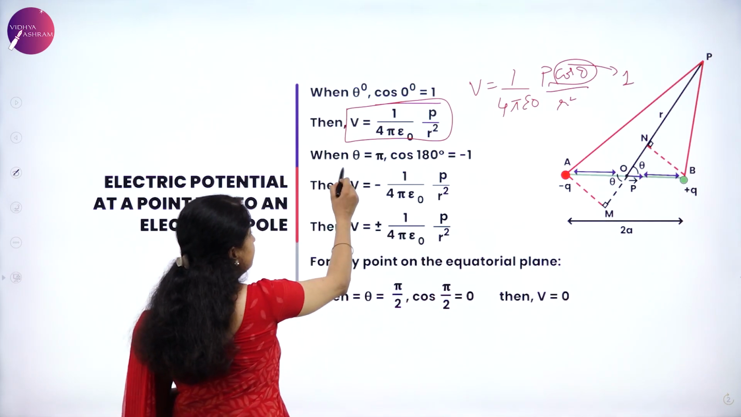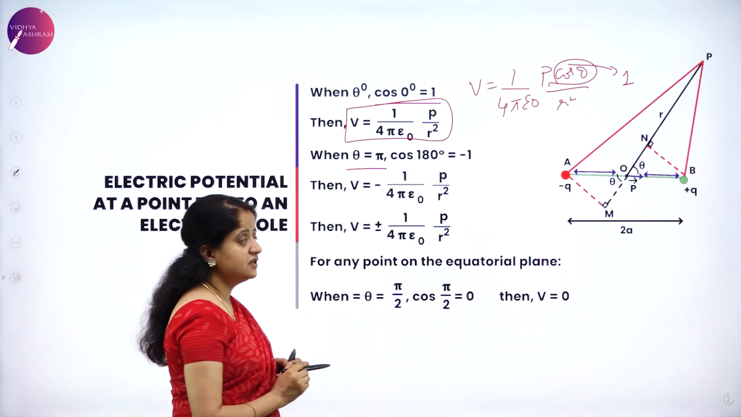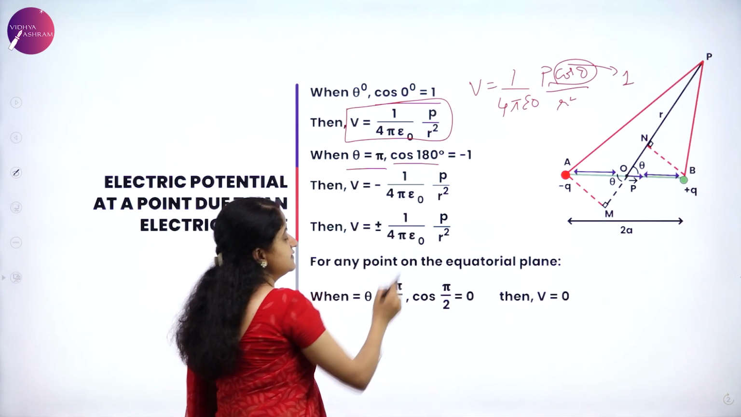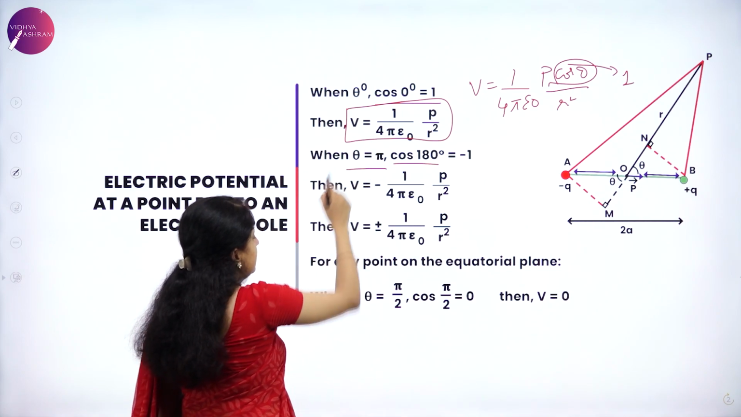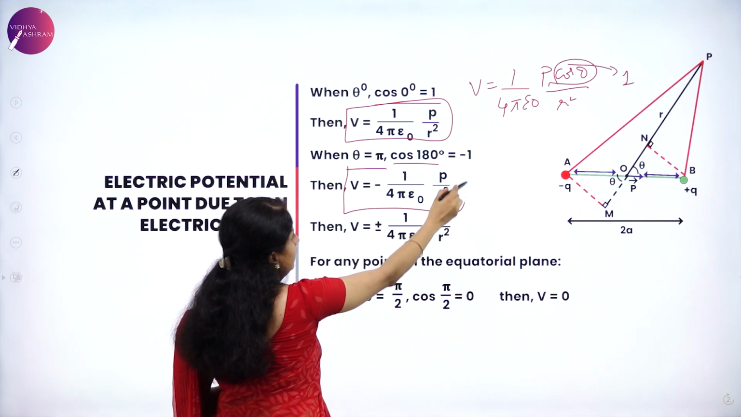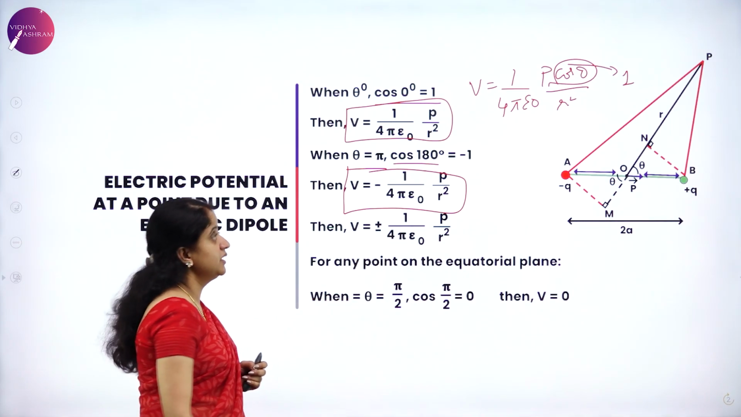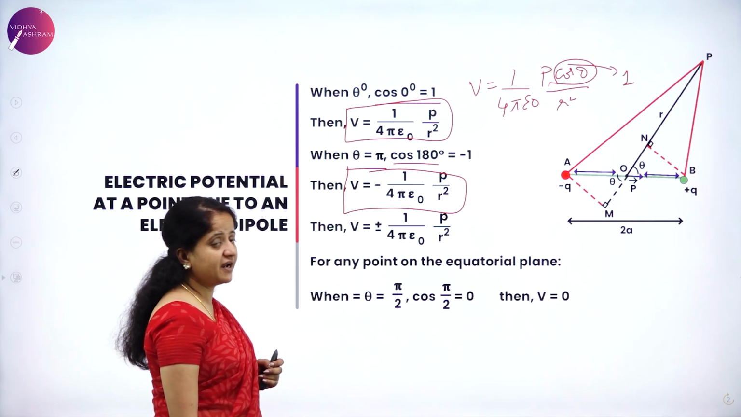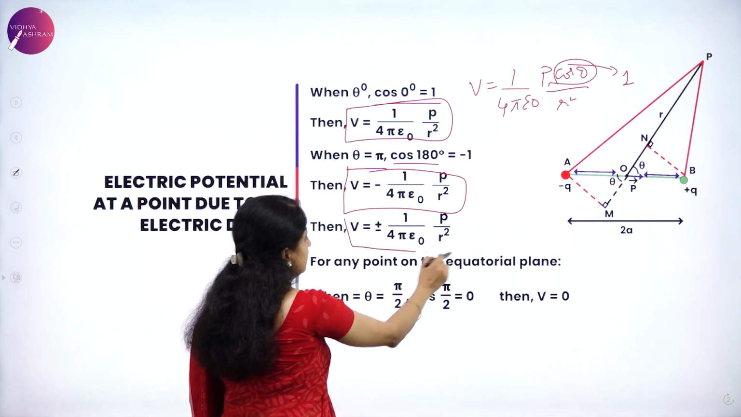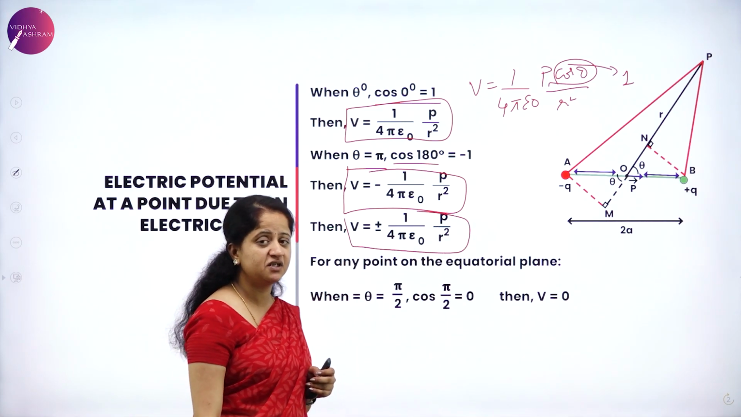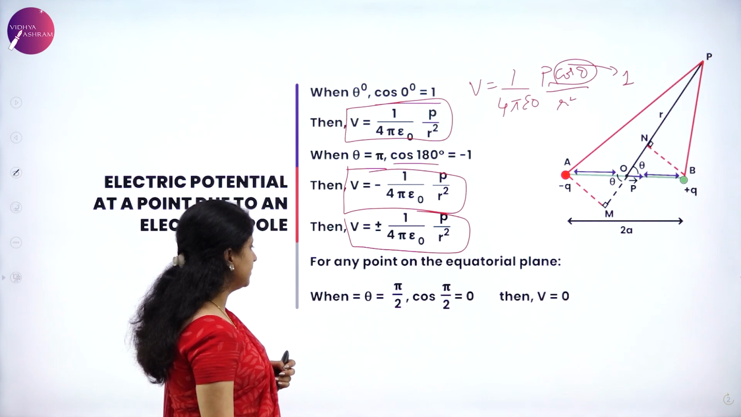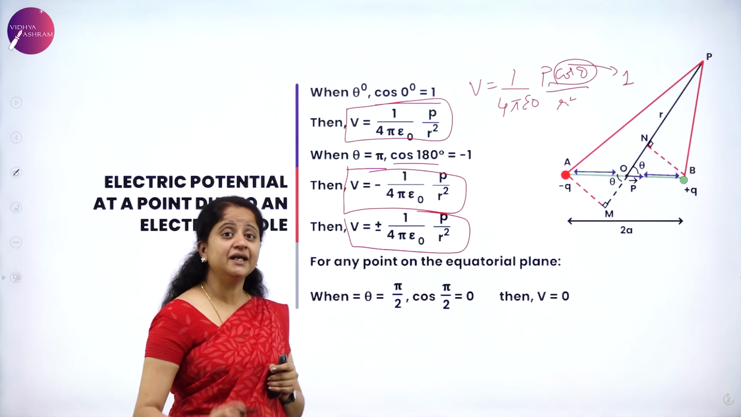What if the theta value is pi, 180 degrees? Cos 180 gives us minus 1, so this expression will be V is equal to minus 1 by 4 pi epsilon naught P divided by R square. Now, from these two expressions, we can write V is equal to minus or plus 1 divided by 4 pi epsilon naught P divided by R square for any point on the axial line.